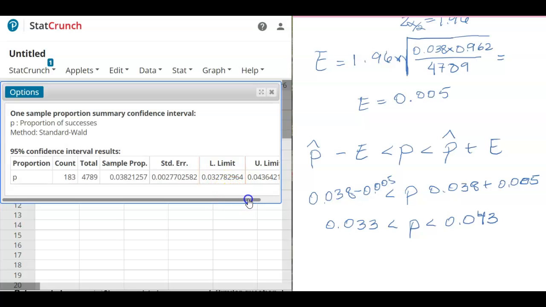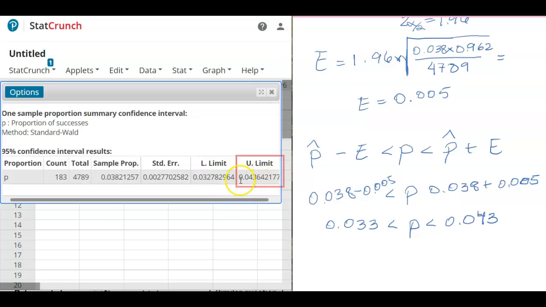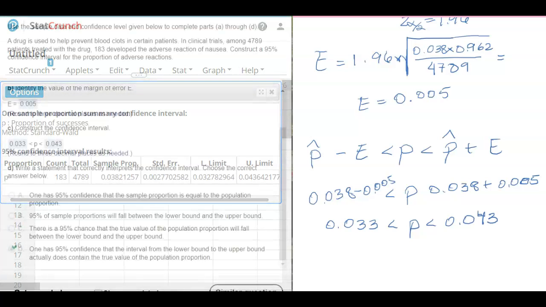That's what we found, right? The upper limit is 0.0436. Rounded to 3 decimals would be 0.044. But we were pretty close. Just 1/1000th of a difference. I hope that was helpful.